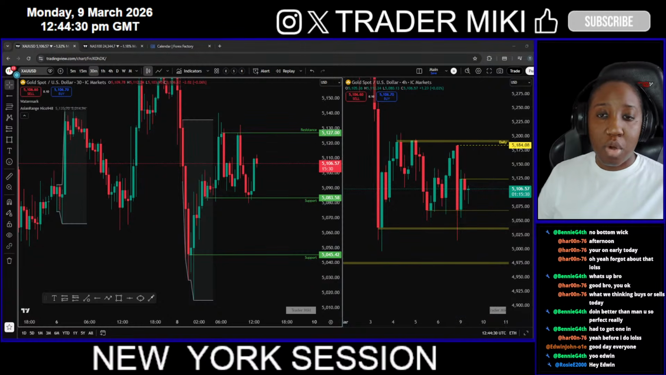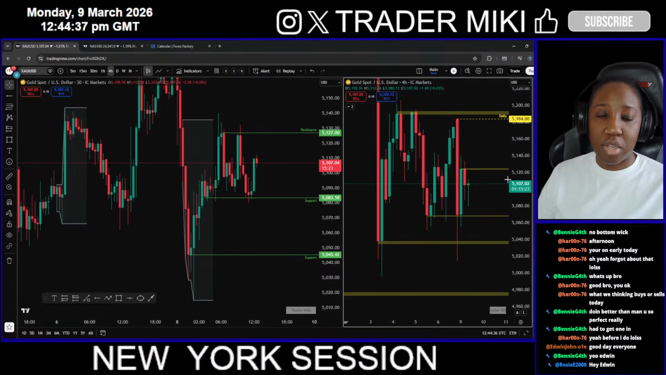I think this is all the 4-hour wants to do. That's as high as this top wick's going, because we didn't push and re-break this high, did we? To 12. Did we?